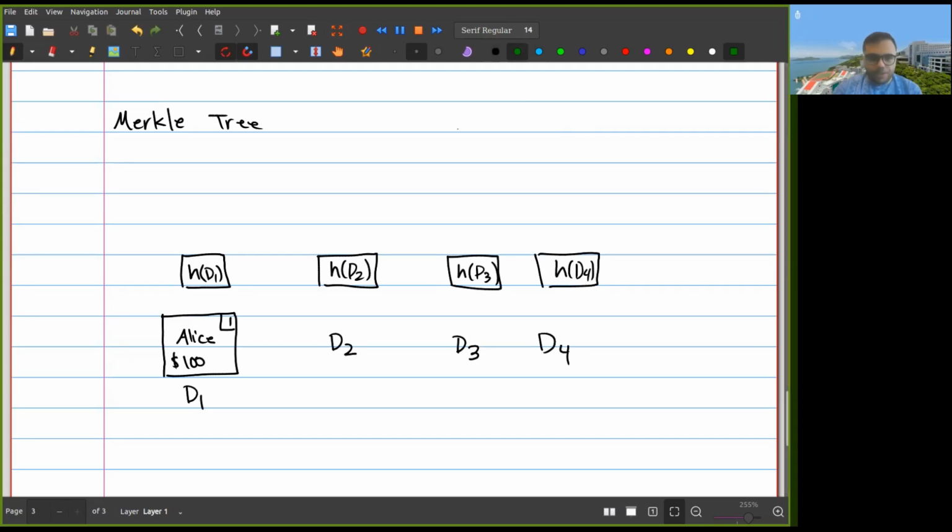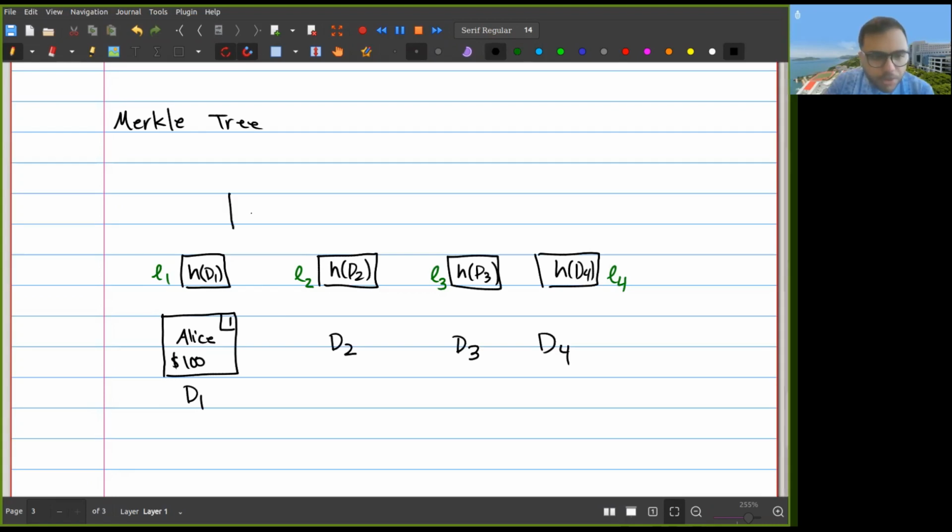Let's give these nodes some names. I can call this one L1, since it's a leaf in my tree, then L2, L3, and this is L4. Now I'm going to basically create a binary tree here.